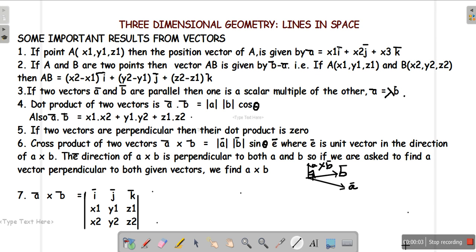Okay friends, so today we are going to discuss three-dimensional geometry, lines in space. Before we proceed with this chapter and solve problems on it, we need to understand some important results from vectors which I have listed here. So please go through the results. You can just read them. I'm keeping them here for you. Take a good look at these results.